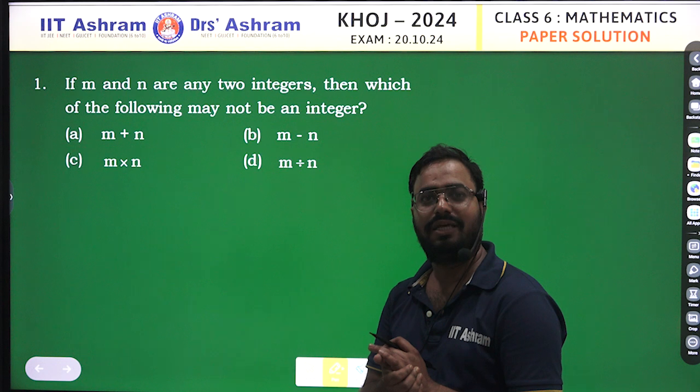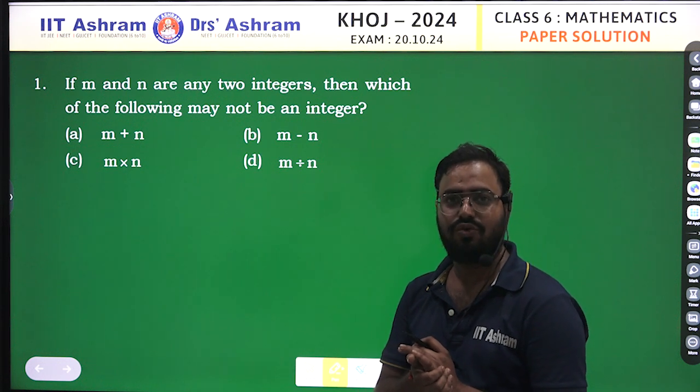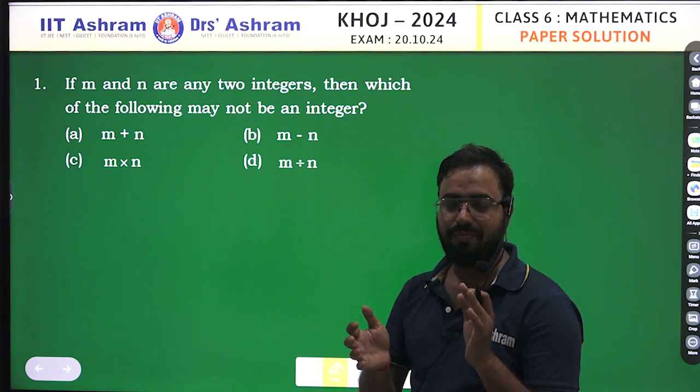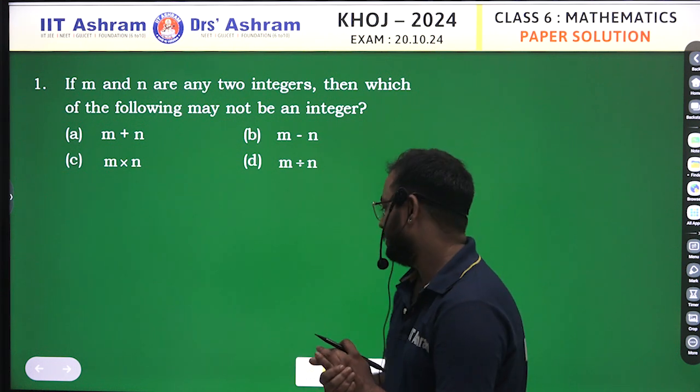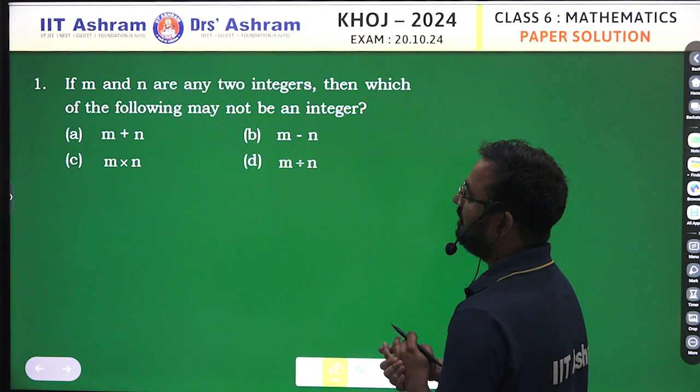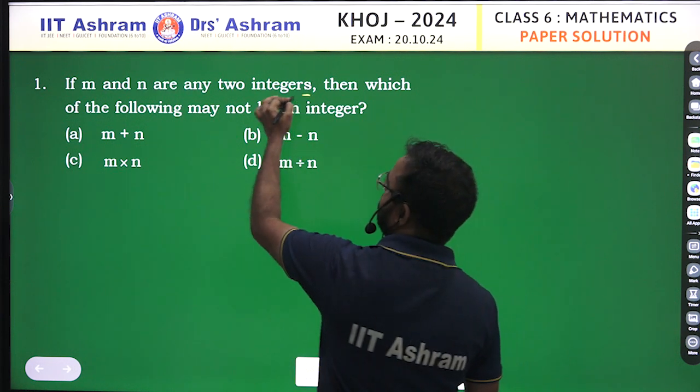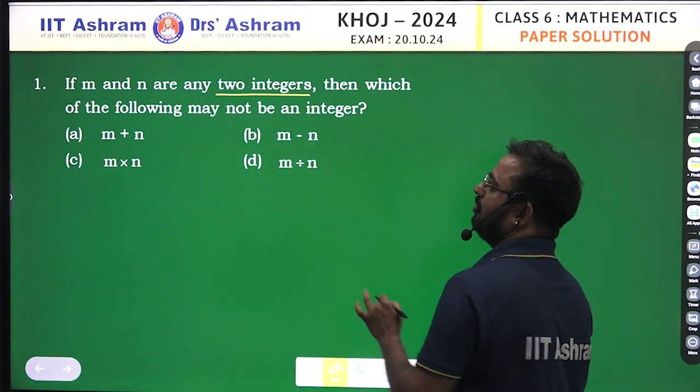हेलो स्टूडेंट्स, अभी हम देखेंगे क्लास 6 खोज स्कॉलरशिप टेस्ट के पेपर में मैथमेटिक्स से रिलेटेड क्वेश्चंस के आंसर्स एंड सॉल्यूशंस। क्वेश्चन नंबर फर्स्ट, m and n are two integers, then which of the following may not be integer?